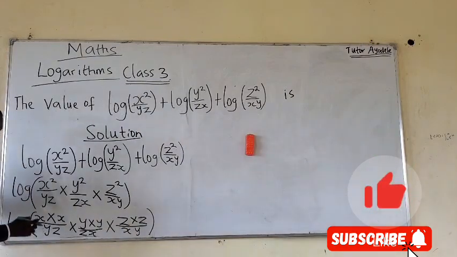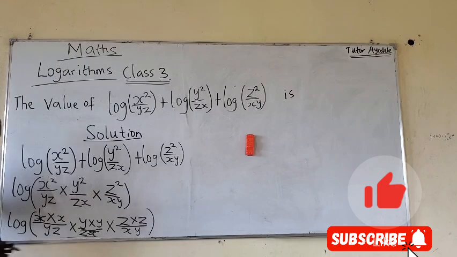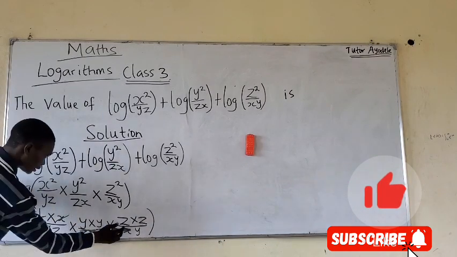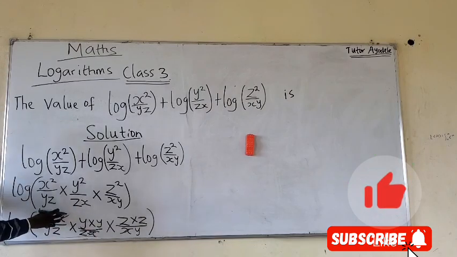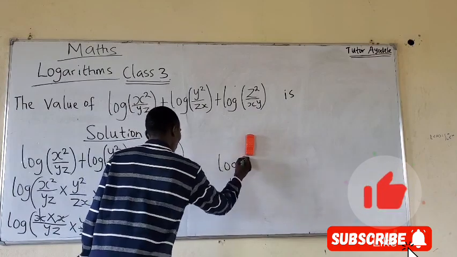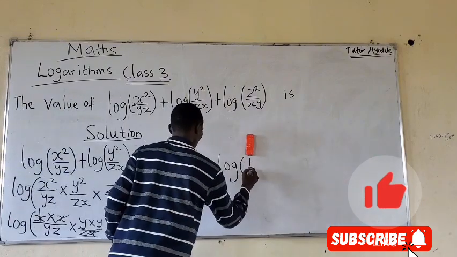Okay, now if you check this very well, this x will cancel this x. When it cancels, x is no longer present here; we are left with 1. x here 1, x here 1. So we are left with 1. 1 times 1 gives me 1. Okay, let me write this here: log. Now, since this is now 1 over.